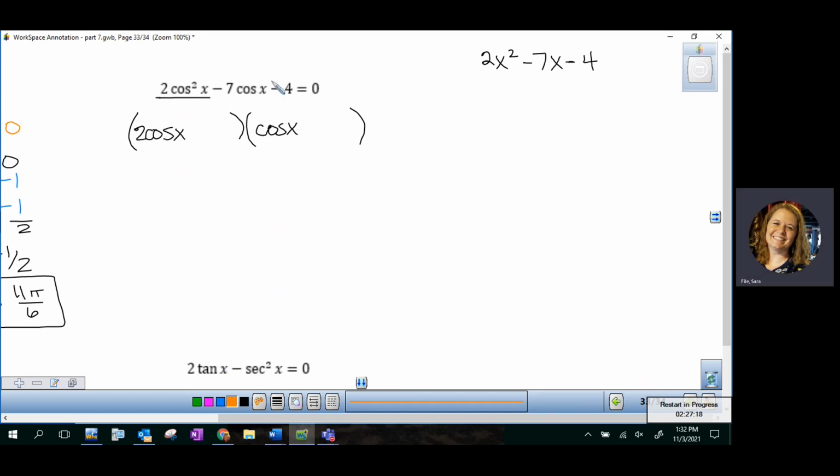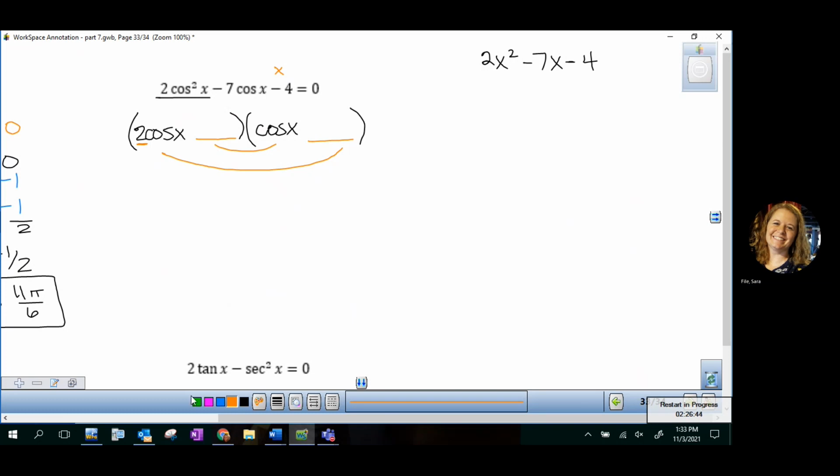So now, instead of just asking myself what multiplies to -4 and adds to -7, I have to take into account there's a number here now. So I have to remember that the outer and the inner get multiplied when I FOIL. Whatever I plug in here is going to get multiplied by 2. Whatever I plug in here, this is an understood 1 in front of the cosine. And then they get added together. So you could do guess and check. Okay, so stop writing at this point and just watch.